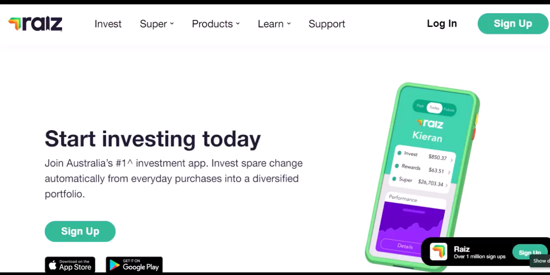Raiz invests in exchange-traded funds, ETFs, and other assets on your behalf, and these investments generate different types of income, such as interest, dividends, and capital gains. Raiz's role is to provide you with an annual tax statement. This detailed statement, usually available around the third week of July each year in Australia, outlines all the necessary information about the income and capital gains that your investments have generated throughout the financial year.